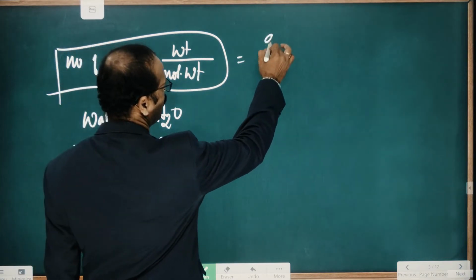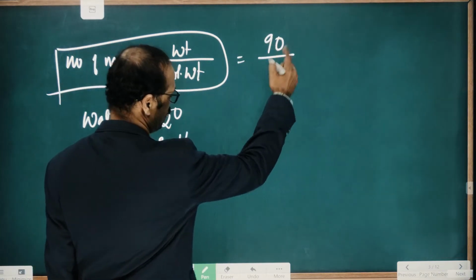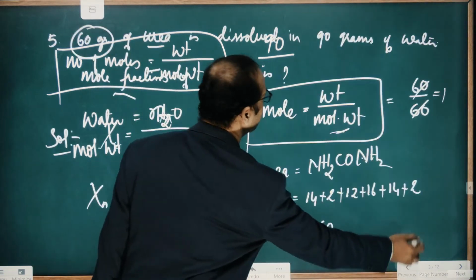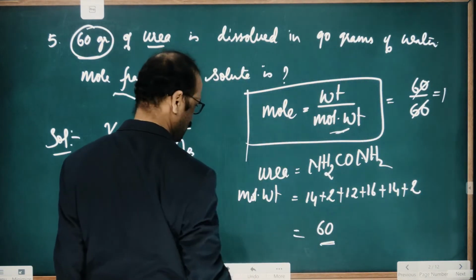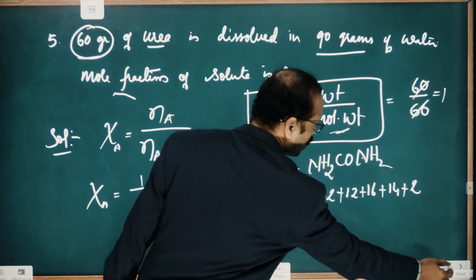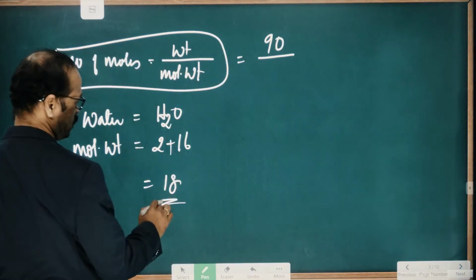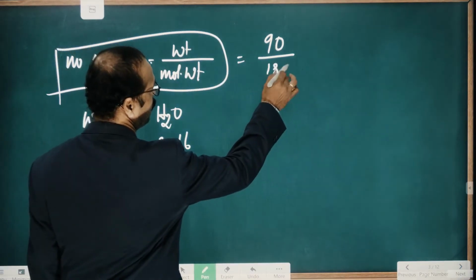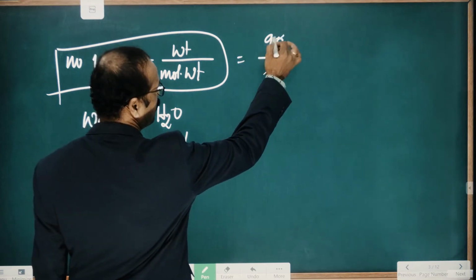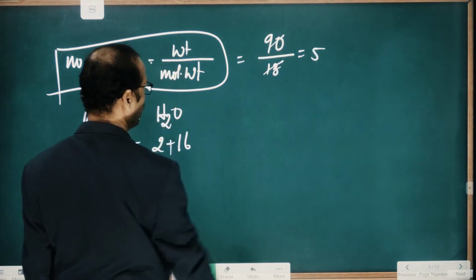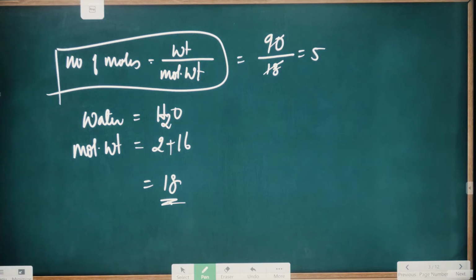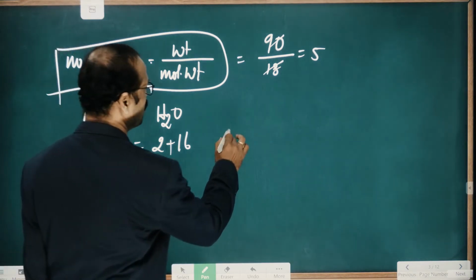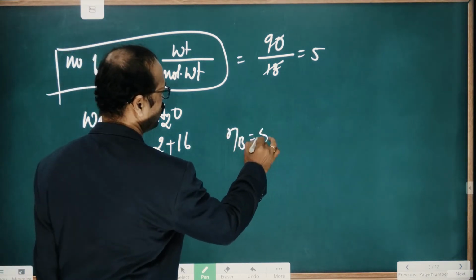Weight, how much is given in the problem? 90 grams is given. Check there. 90 grams. Now, molecular weight is 18. So, cancel: 18 ones are 18, 18 fives are 90. So, what am I getting as the number of moles of water? 5. That is NB. NB is equal to 5.